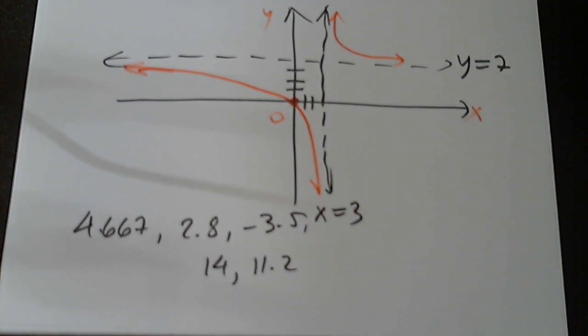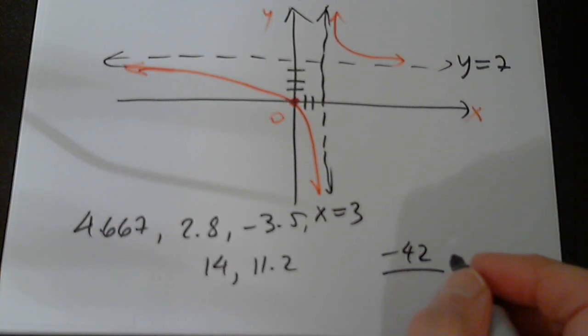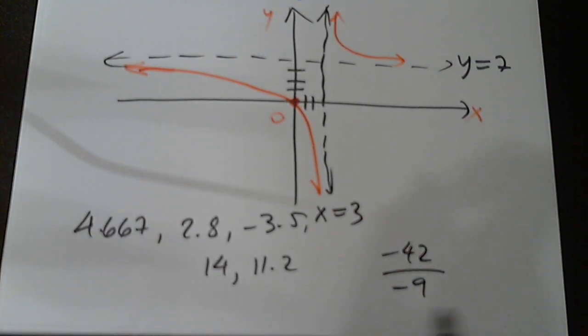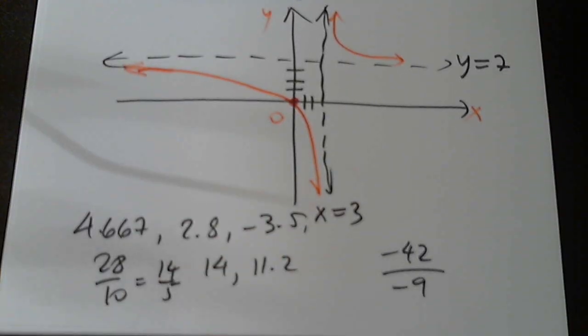What did they want? Let's read the fine print. Simplify your answers. So when we plug in -6, the numerator is -42, and the denominator is -9. So we have to write 42 over 9. Yep. The next one, they don't say decimal numbers, so it's 28 divided by 10, which is 14 divided by 5.